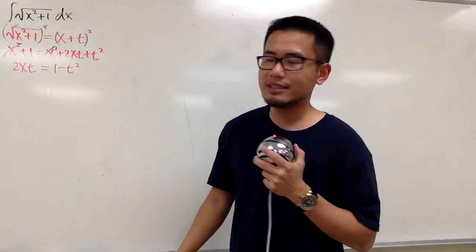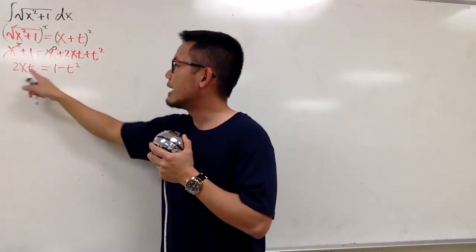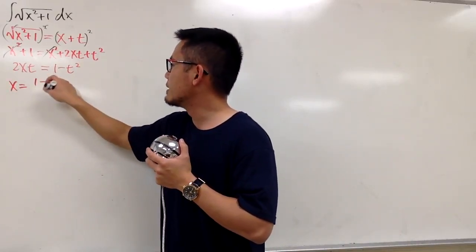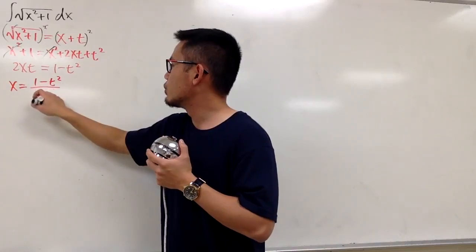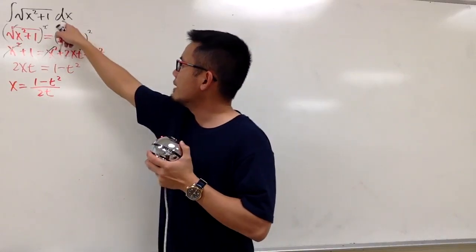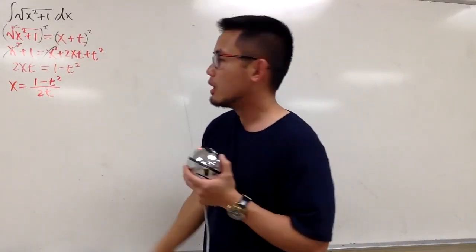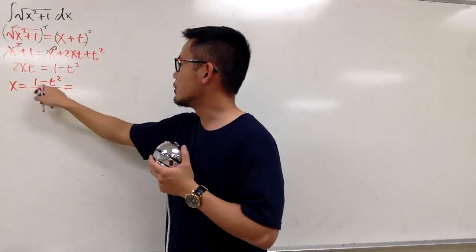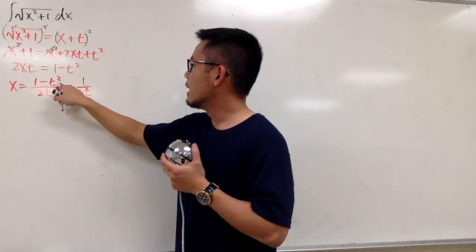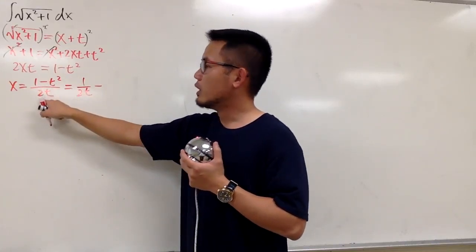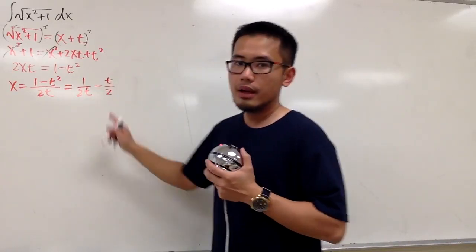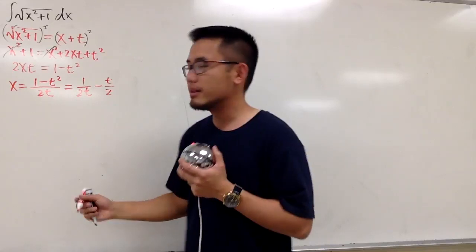And I want to isolate x. So let's go ahead and divide both sides by 2t. And we see that we will have x is equal to 1 minus t squared over 2t. So this is what x is. But I want to take the derivative of x, right? Do the differential. I don't want to look at this form. That means I shall split the fraction: 1 over 2t, and then minus t squared over 2t, which gives us t over 2. And this is what we have. I want to look at this form and then differentiate. Let's go ahead and do that.